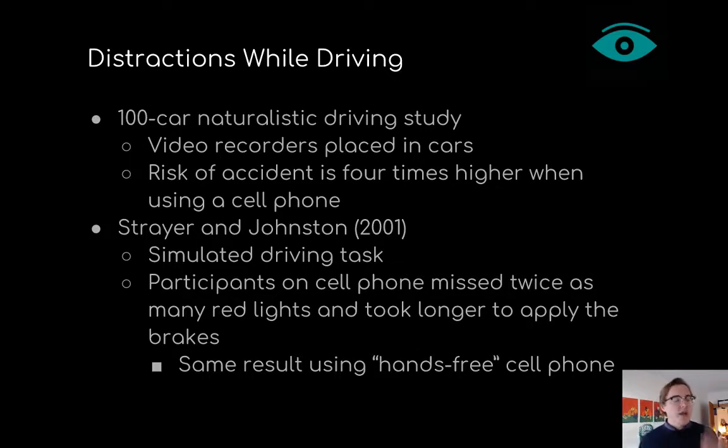And so Strayer and Johnson did a naturalistic driving study basically to show that during a simulated driving task, participants that were on their cell phone missed twice as many red lights and took longer to apply the brakes than those participants that weren't. The thing is that regardless of what type of cell phone they were using, whether it be hands-free or they were holding it up against their heads, there was no change. So there's a cognitive component to this. Essentially, talking on the phone, having a conversation, requires cognitive resources. That means that those cognitive resources that would otherwise be applied to driving are not being applied to driving. So it's a really important thing to remember.